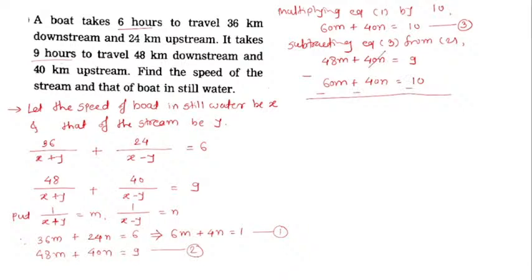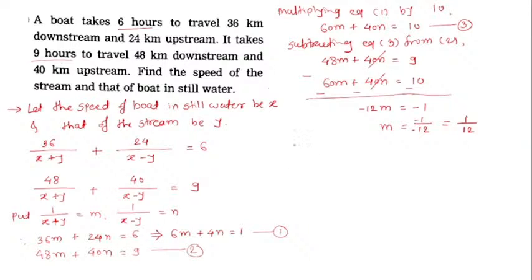Now see, 40n minus 40n will get cancelled. 48m minus 60m, that's minus 12m, is equal to 1 minus 10, that's minus 1. So if we are finding the value of m, if we transfer minus 12 to that side, it will be in the denominator. So minus 1 divided by minus 12. So minus minus will become plus, 1 divided by 12. So this is the value of m. By using this value of m, we can find the value of n.